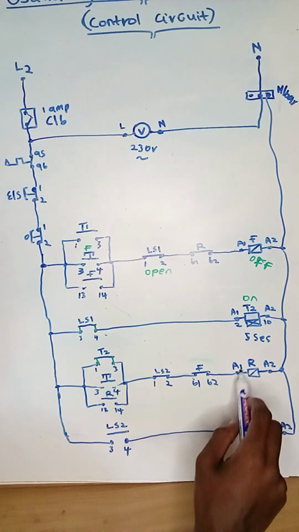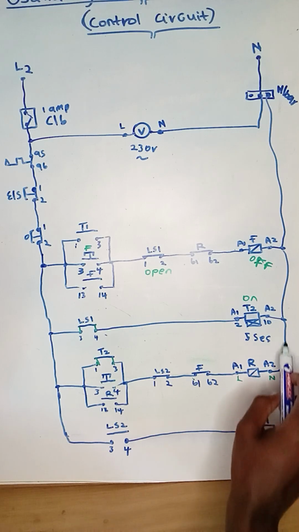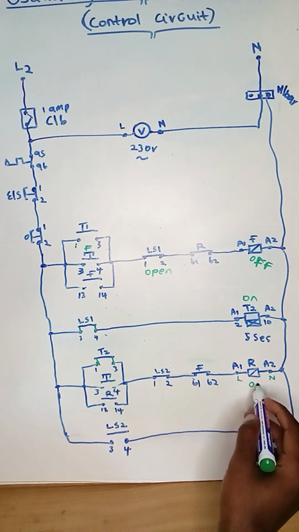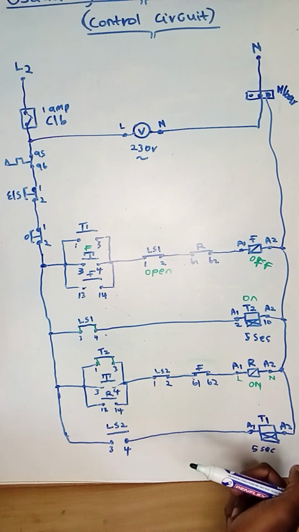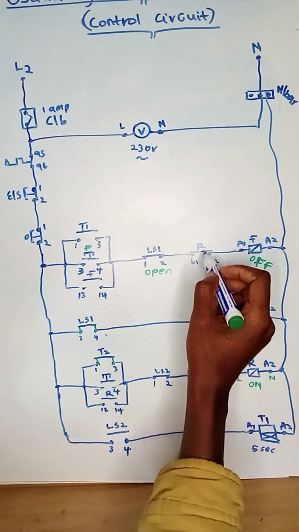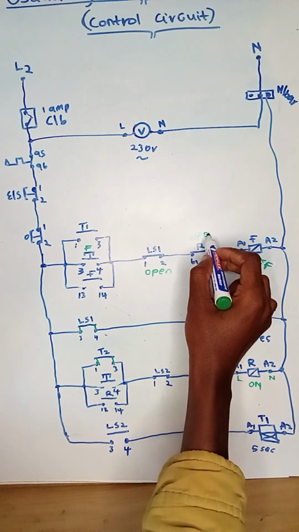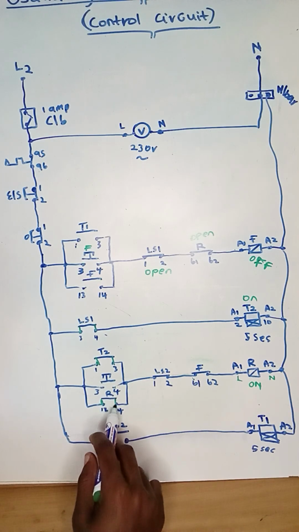So right now my coil of reverse has live, and from the neutral, which is A2, it also has neutral, which means right now the coil of reverse is on. So when the coil of reverse is on, it will affect its auxiliary contacts, which is this one. It will be open, and this one it will be closed.